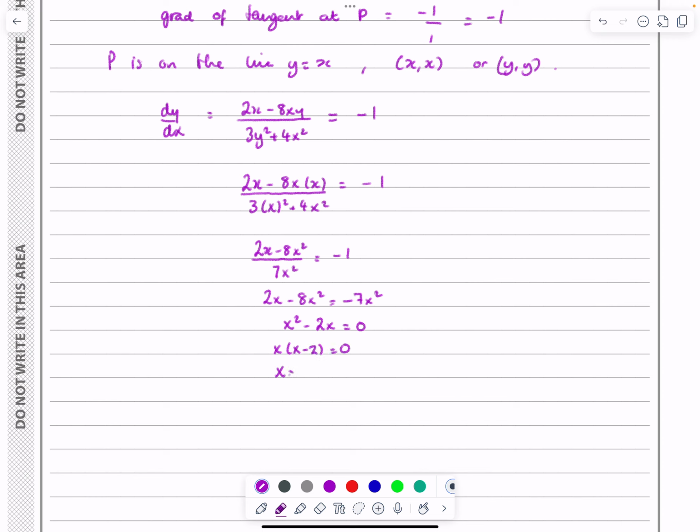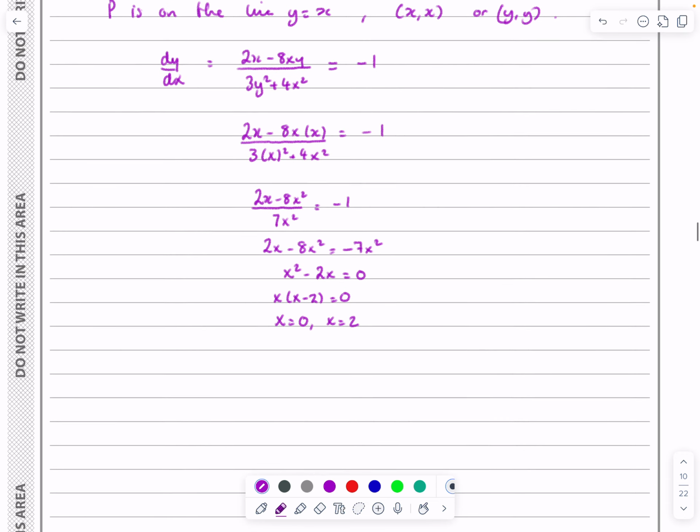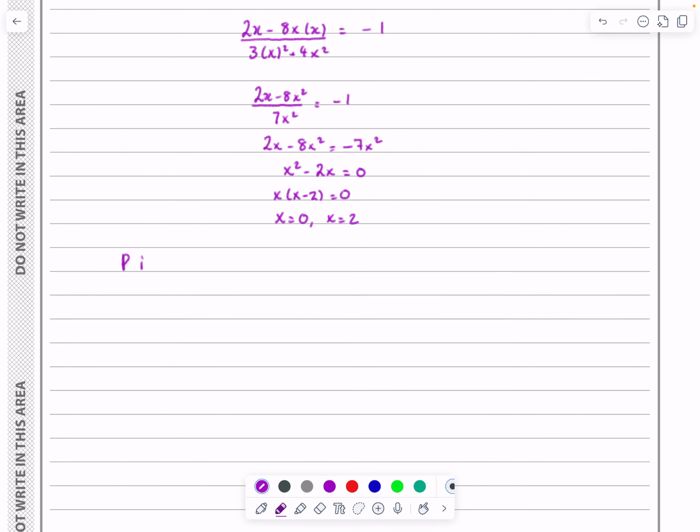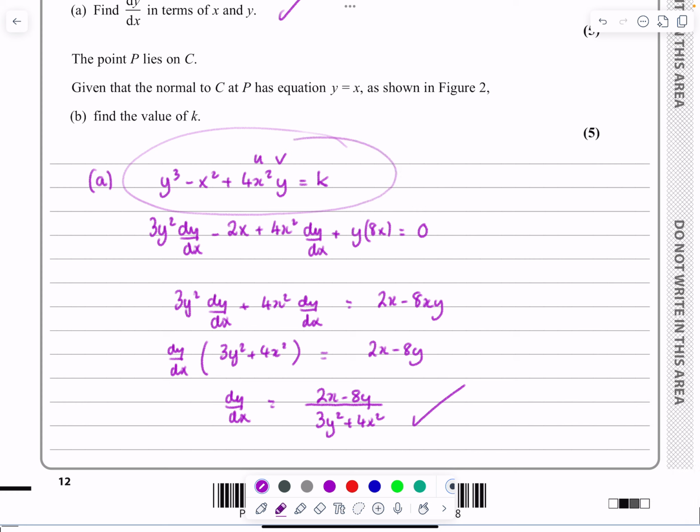So I get my two possibilities. x is equal to 0 or x is equal to 2. But if we go back to the diagram, that's clearly not the point (0, 0). It is the point (2, 2). So if I've got that situation, then I can now say P is the point (2, 2). So if I go back to my original equation here, then I know that when x is equal to 2, y is equal to 2, so I'll be able to work out what k is.